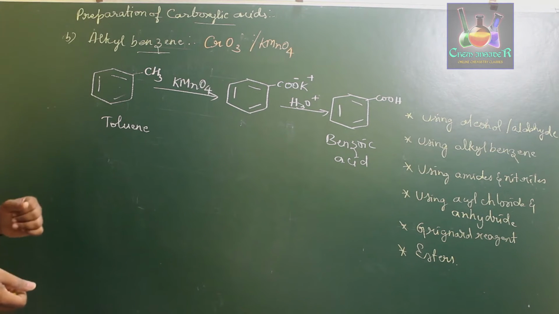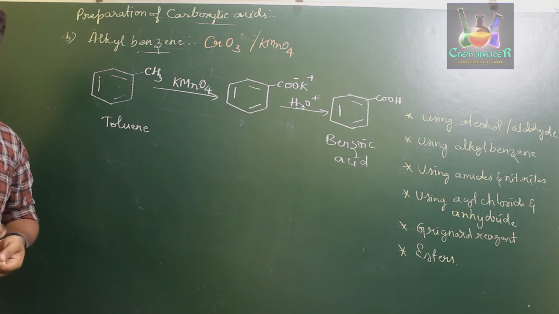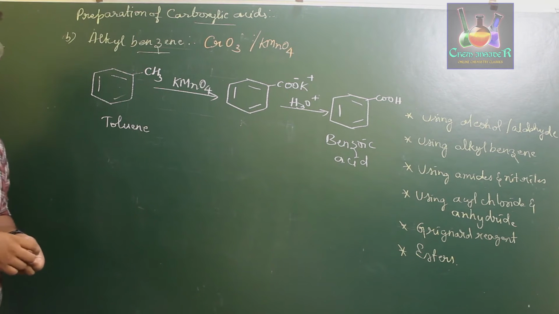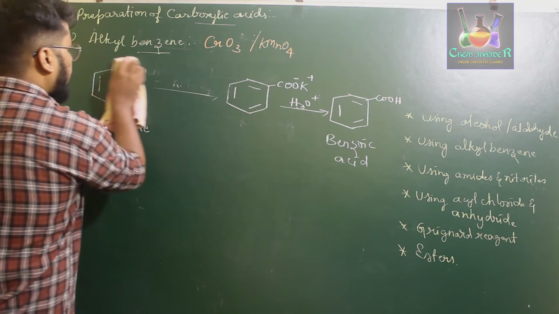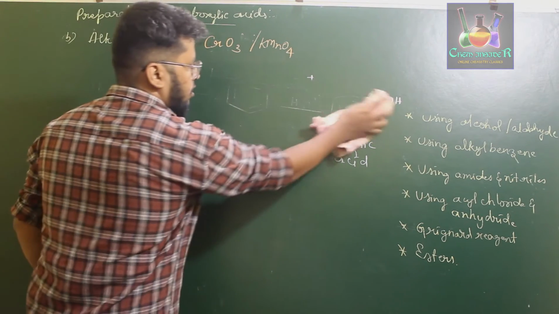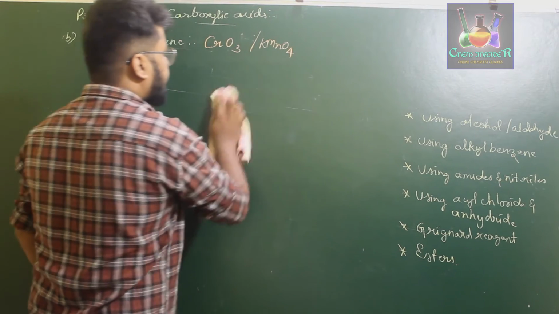Next is using amides or nitriles for the preparation of carboxylic acids. In the previous aldehyde and ketone chapter, we discussed how to prepare aldehydes or ketones using nitriles, right?